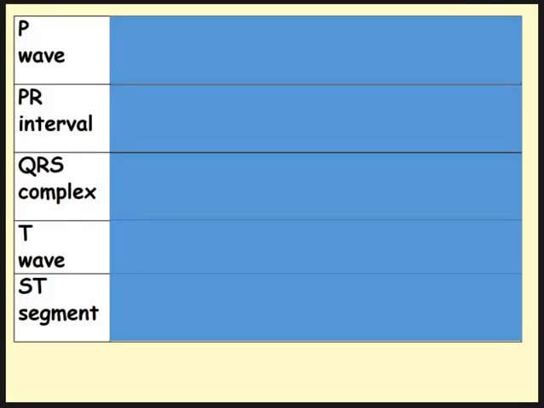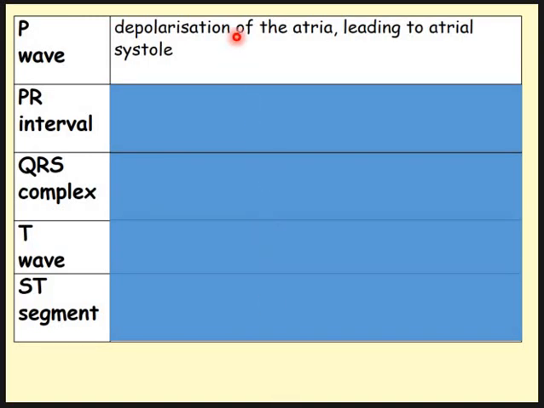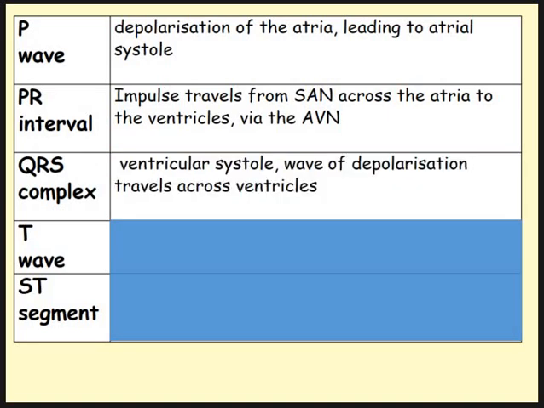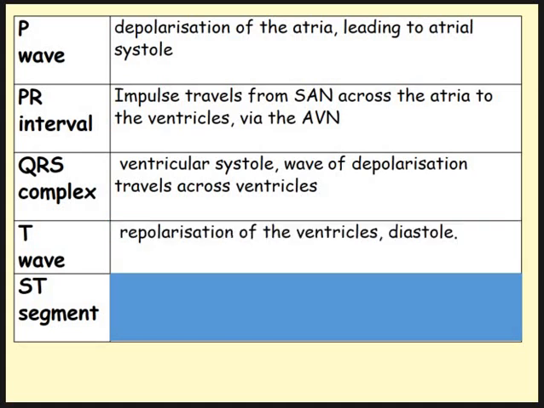Okay, so if you happen to have some resources to hand, you could look these up, pause the video, look them up, fill this in, what all the bits and pieces mean. Well, P wave is depolarization of the atria, so that's kind of atrial systole. PR interval is as the impulse travels from the SAN across the atria to the ventricles via the AVN node, so it's that little bit there. QRS is ventricular systole, so depolarisation, squeezing those ventricles. T-wave is it's diastole basically, repolarisation of the ventricles, diastole.